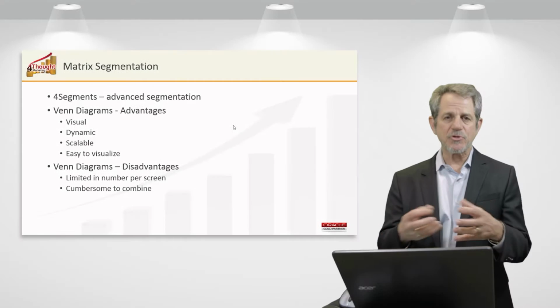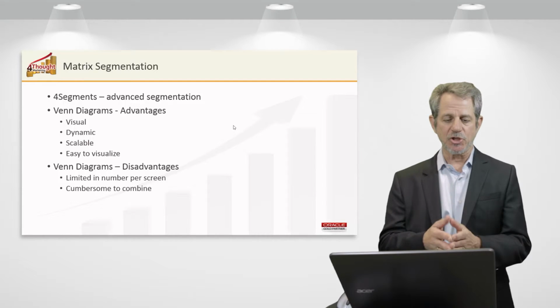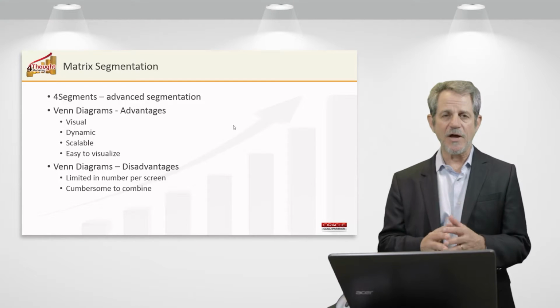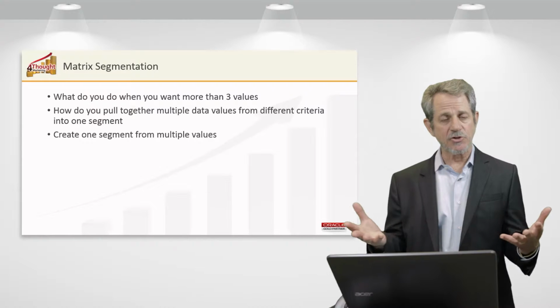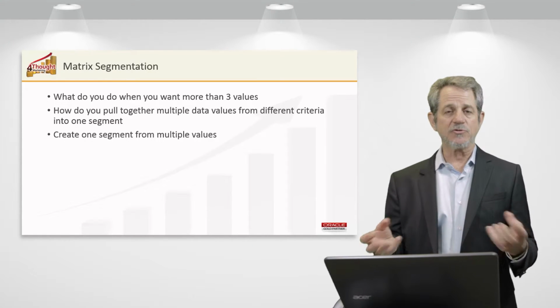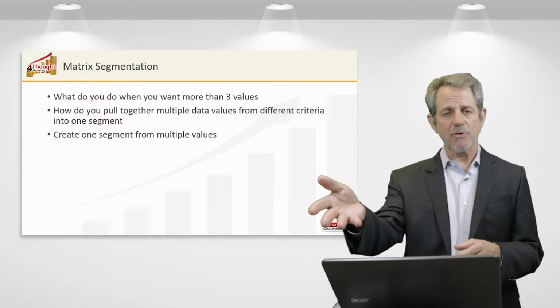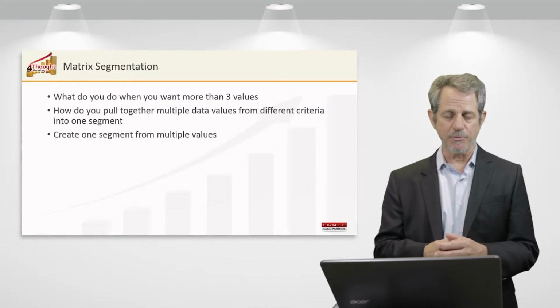So if you want to combine values within one field, for example, let's say I want to look at 5 or 6 different job levels in one segment, it's cumbersome to combine those together into one segment. And so that's where matrix segmentation comes into play. The value of matrix segmentation is it allows you to bring in more than 3 values at one time. It allows you to bring different values from different criteria and create one segment that you can then use as a starting point for other segmentation purposes.